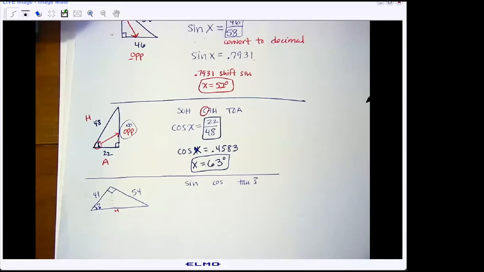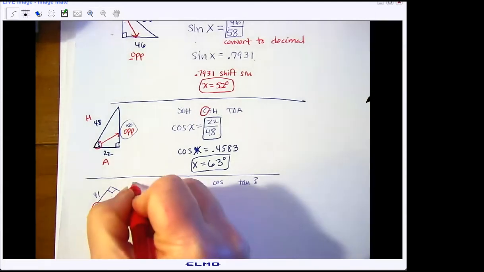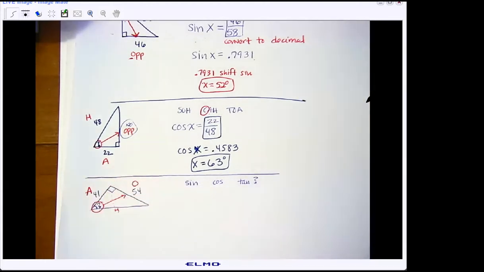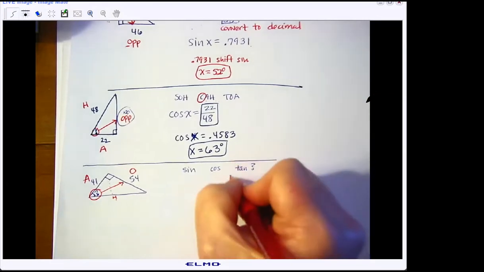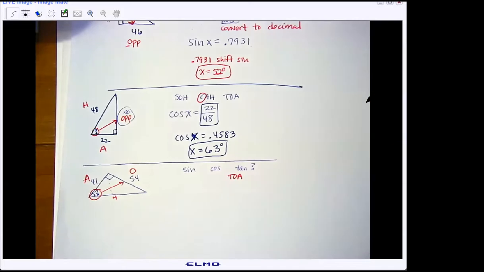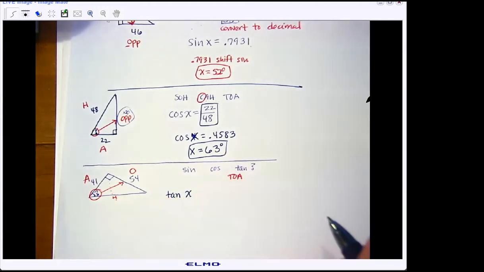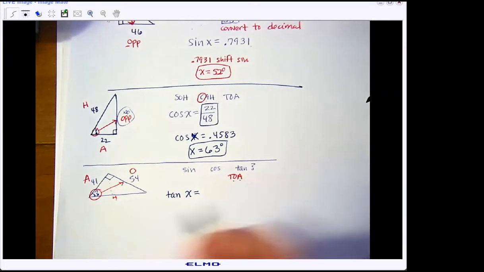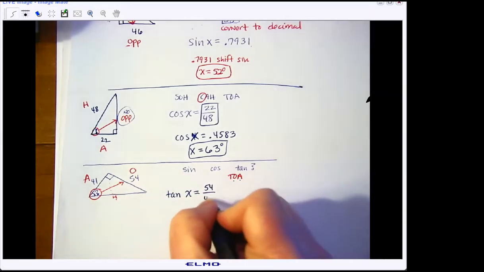So let's go ahead and label the other sides. Here's my angle. This would be my O. This would be my H. And this would be my A. So we're looking at TOA. SOHCAHTOA. There's no H. So we have the tangent of our angle that we're looking for is equal to opposite over adjacent. So opposite is 54. Adjacent is 41.